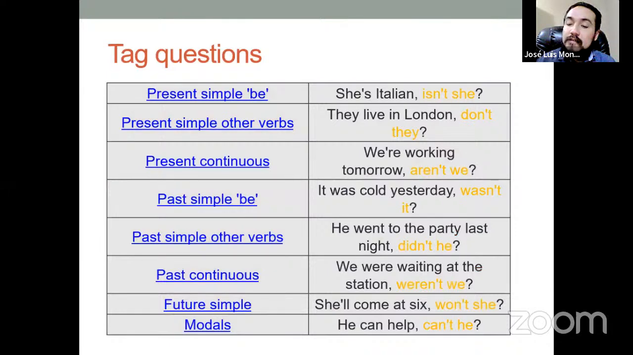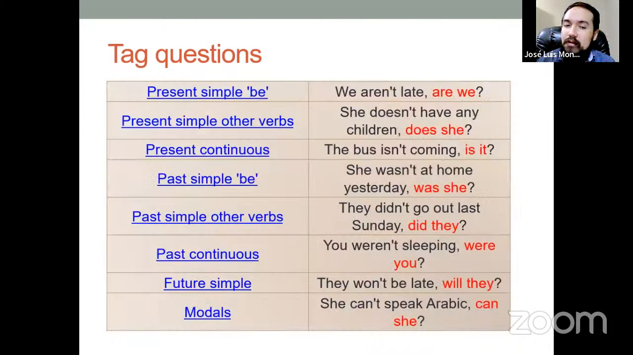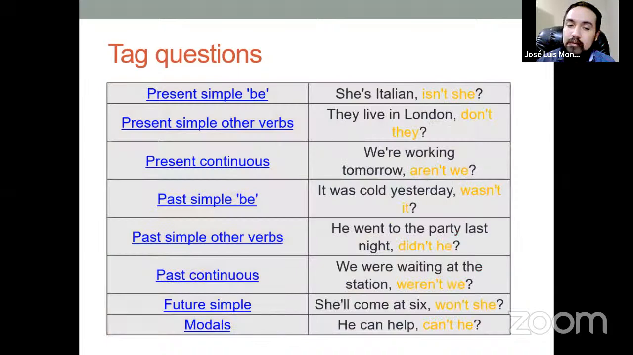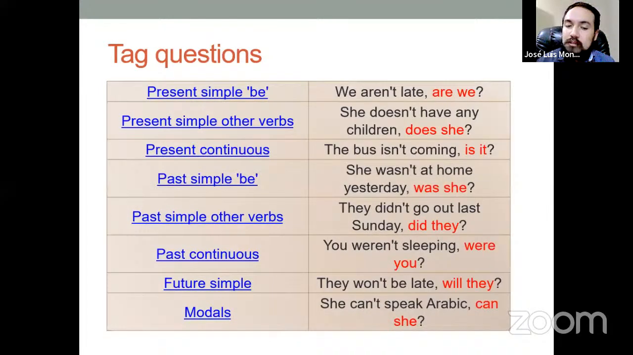Then past continuous: we were waiting at the station, weren't we? Past continuous in negative: you weren't sleeping, were you? Simple future: she'll come at 6, won't she? In negative: they won't be late, will they?